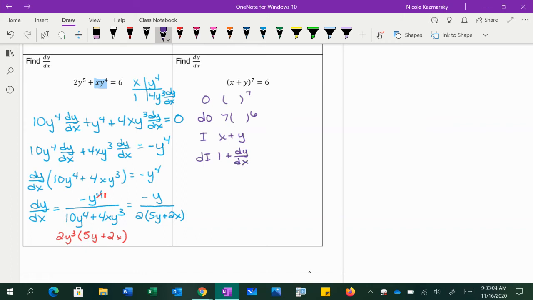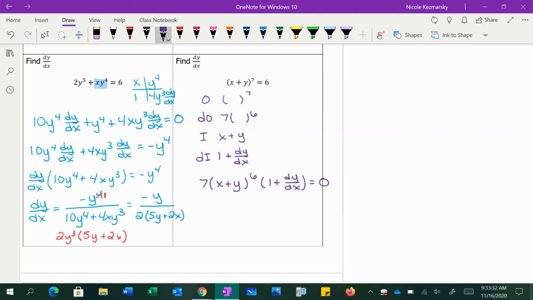And when I put this together, I say derivative of the outer, just like we've always done. So 7 parentheses to the 6th. The inner is x plus y. And then the derivative of the inner, I'm going to make sure to put in parentheses because it has two terms. So 1 plus dy/dx. And then on the other side, the derivative of 6 is 0.